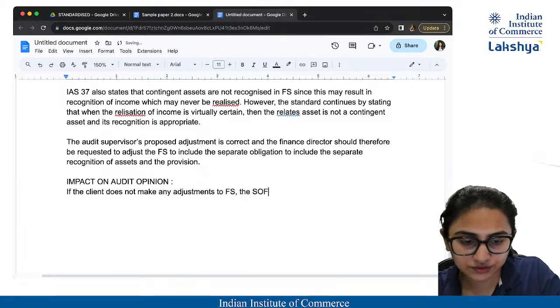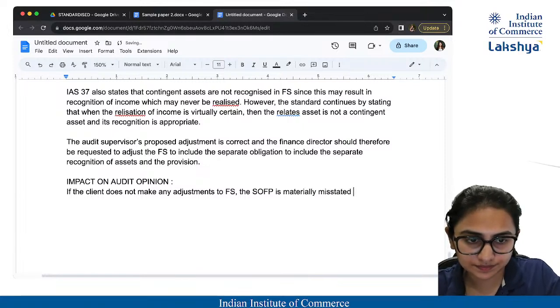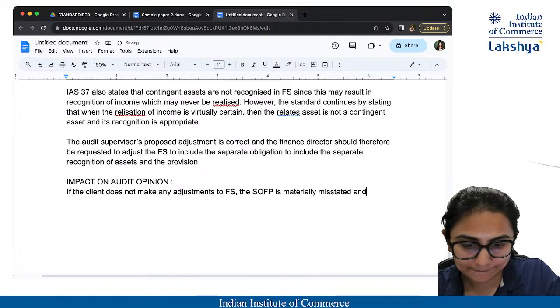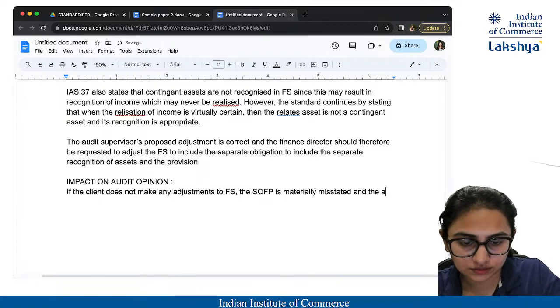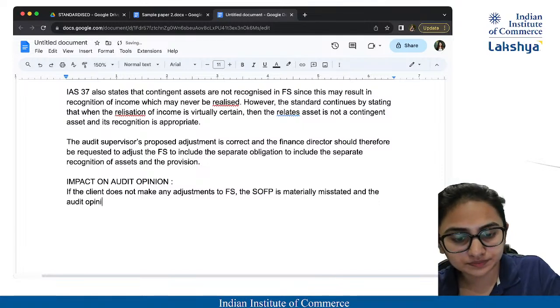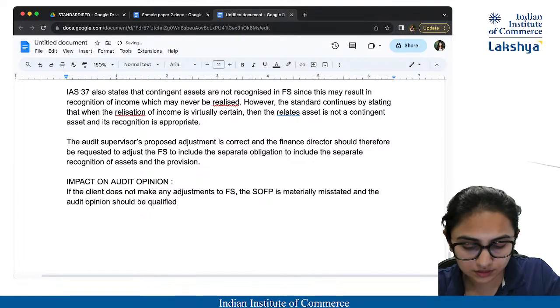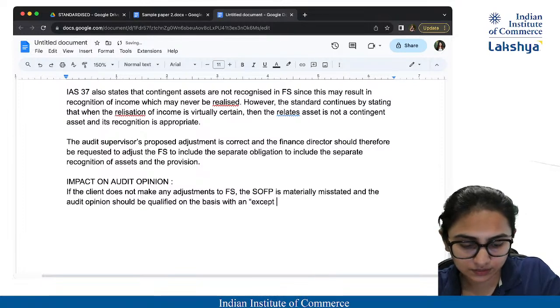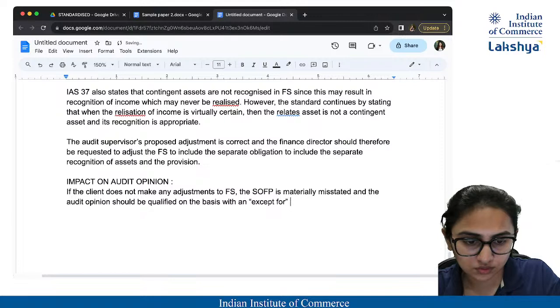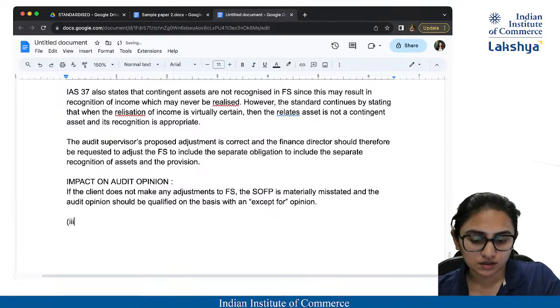The statement of financial position is materially misstated, and the audit opinion should be qualified on the basis of an "except for" opinion. Okay, so this is what you will say about the legal claim.